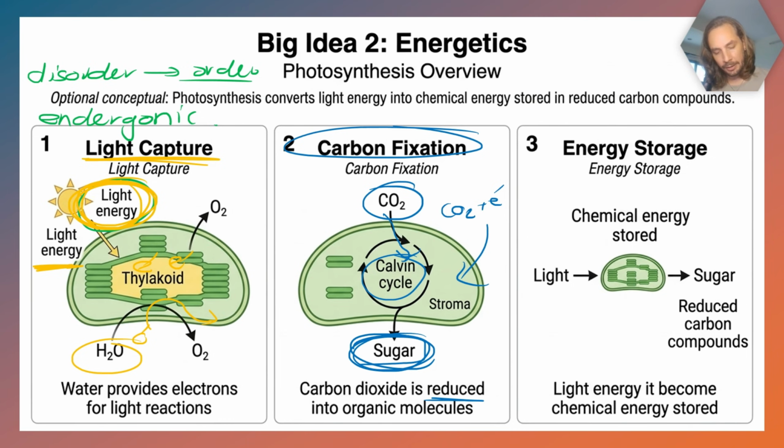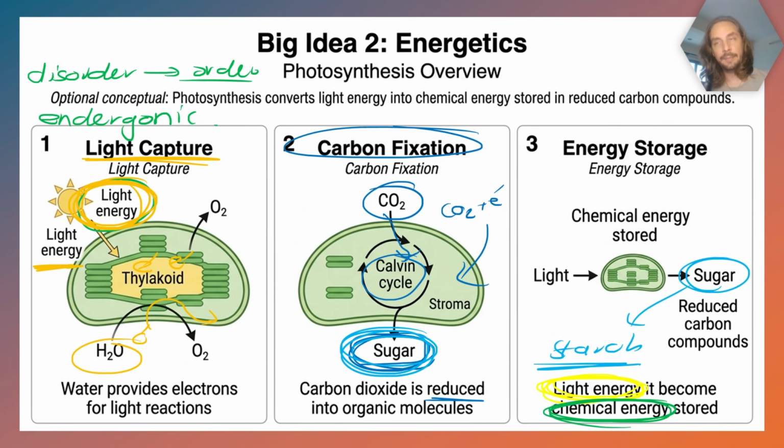And then finally, now that we have these sugars, okay, we need to store that chemical energy. And we store that chemical energy as sugar, and in plants, we store it as starch. Okay, so overall, for photosynthesis, it becomes light energy that is stored as chemical energy.